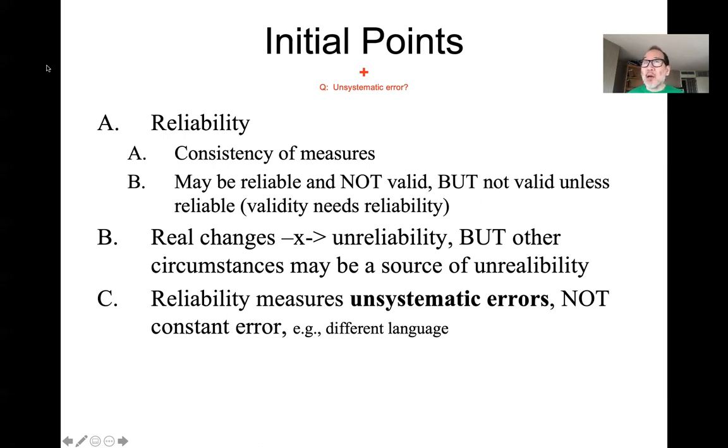So it's that error that we're concerned about with reliability, not constant error. Constant error may be like the individual's language that they speak, and how they interpret the questions on your exam. That's going to be fairly constant, the language they speak and how they understand the items, relatively speaking. That is not what reliability goes to. It goes to the unsystematic error.